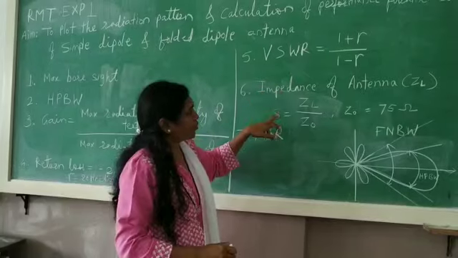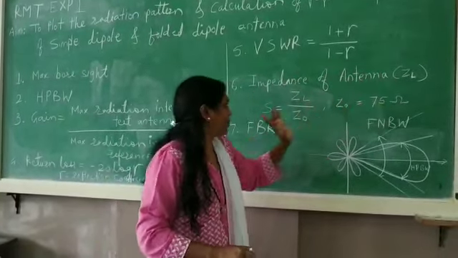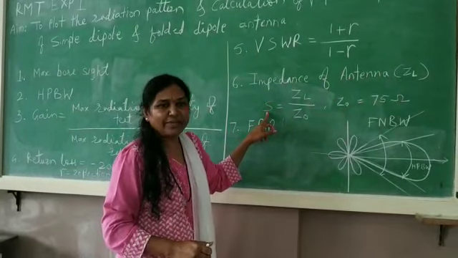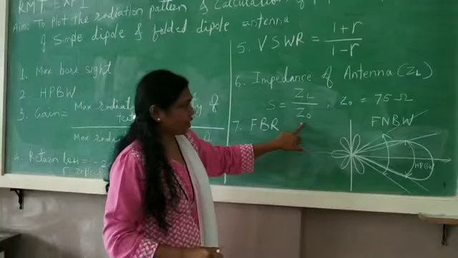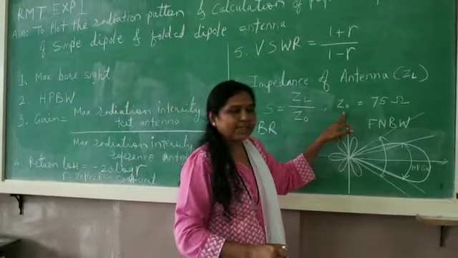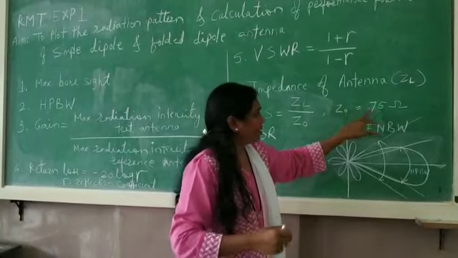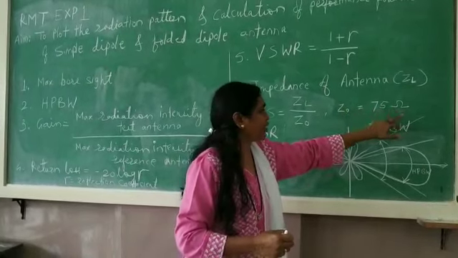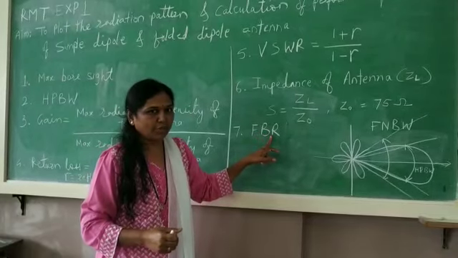Then from VSWR we can measure the impedance of the antenna, ZL. S is nothing but the VSWR. S equal to ZL divided by Z0, and this Z0 is the characteristic impedance of the cable, which is a standard impedance of 75 ohms. Then we can measure the front to back ratio also.